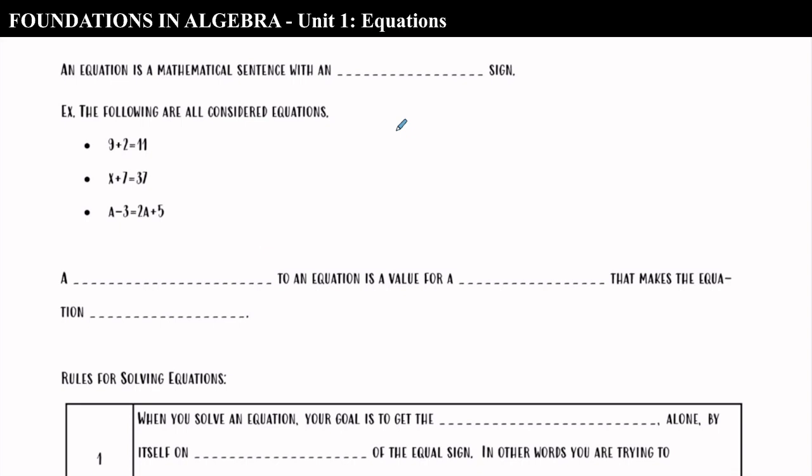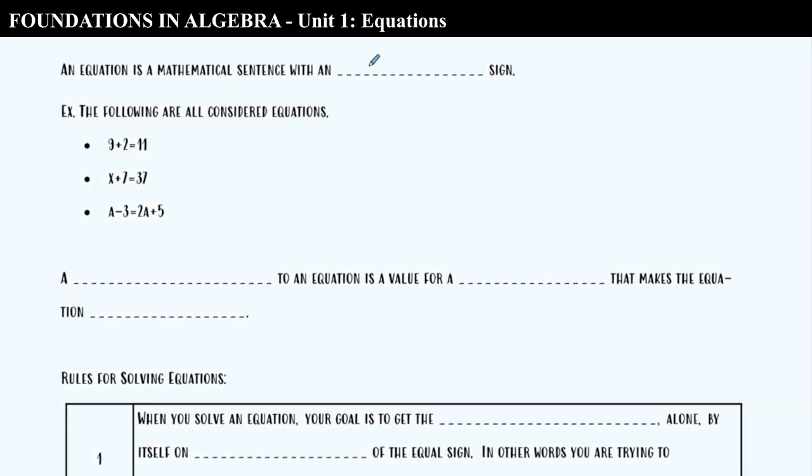So now we're getting into the actual meat of the algebra course here, and we're going to be talking a little bit about solving for variables. Before we can solve for variables, we need to talk about what we're going to be doing, and that is, an equation is a mathematical sentence with an equal sign.